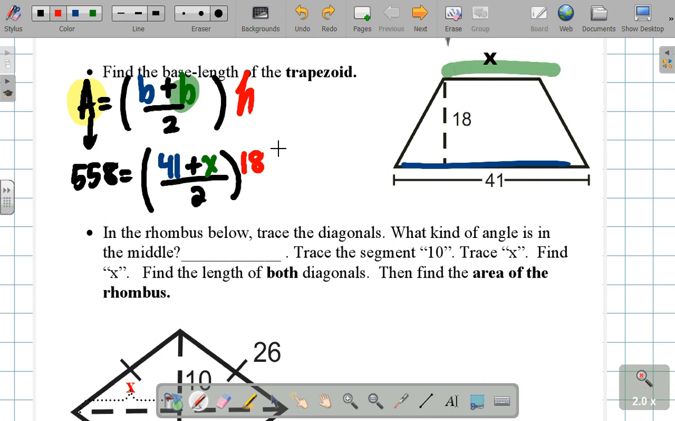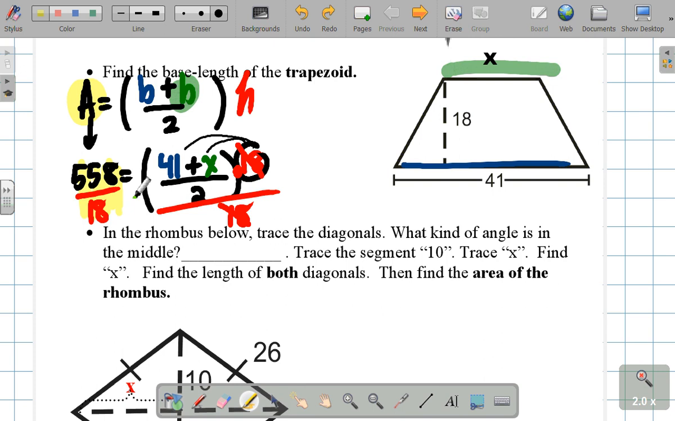Now, there's one of two things you can do here. Either you can circle that 18 and distribute, or we're multiplying here. What's the opposite of multiplying? You can divide everything out by 18. That means the 18 cancels over here. This is a whole number. Yes, you may use a calculator this time.